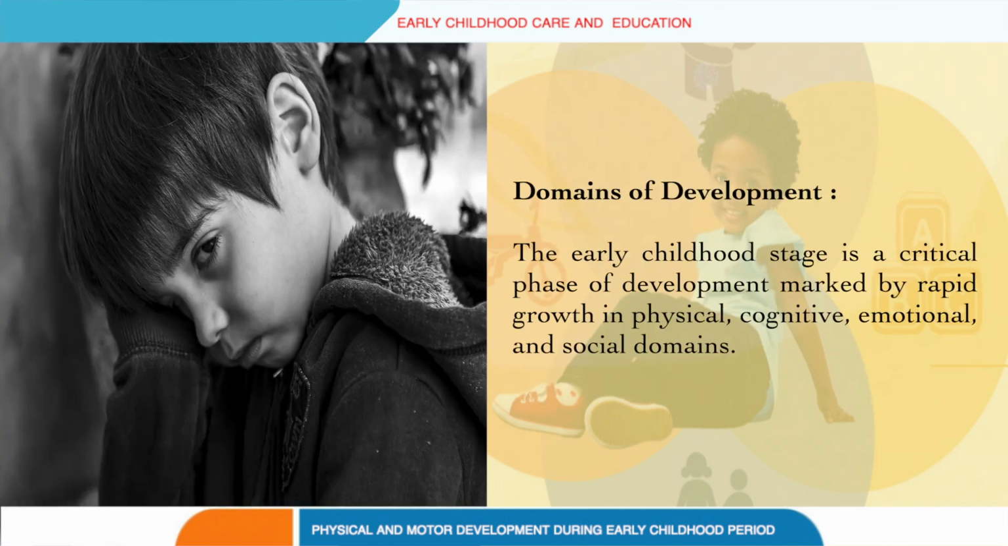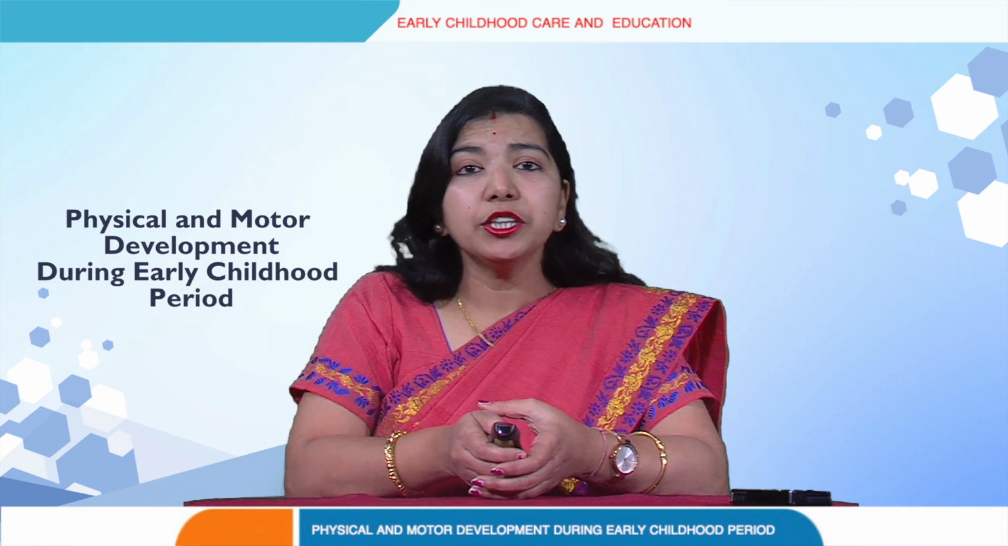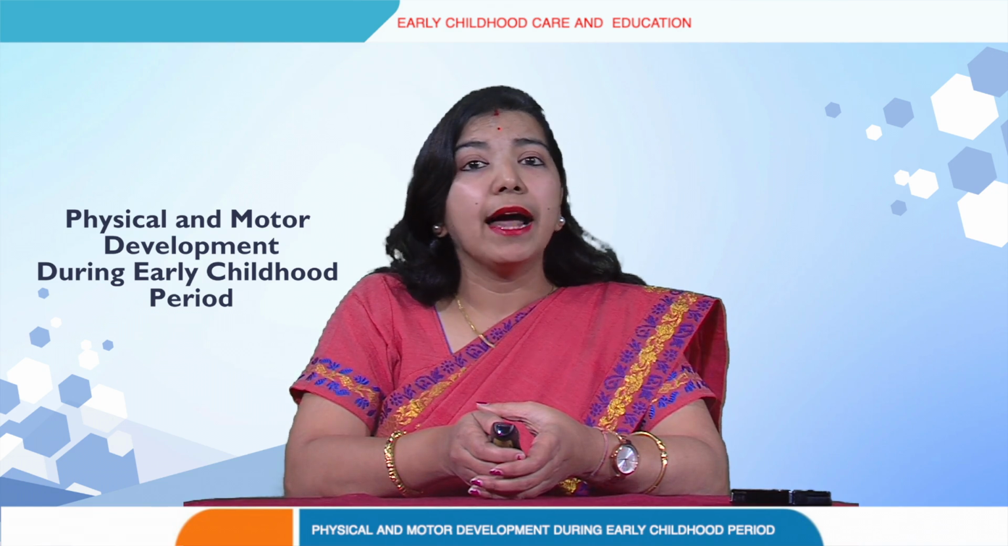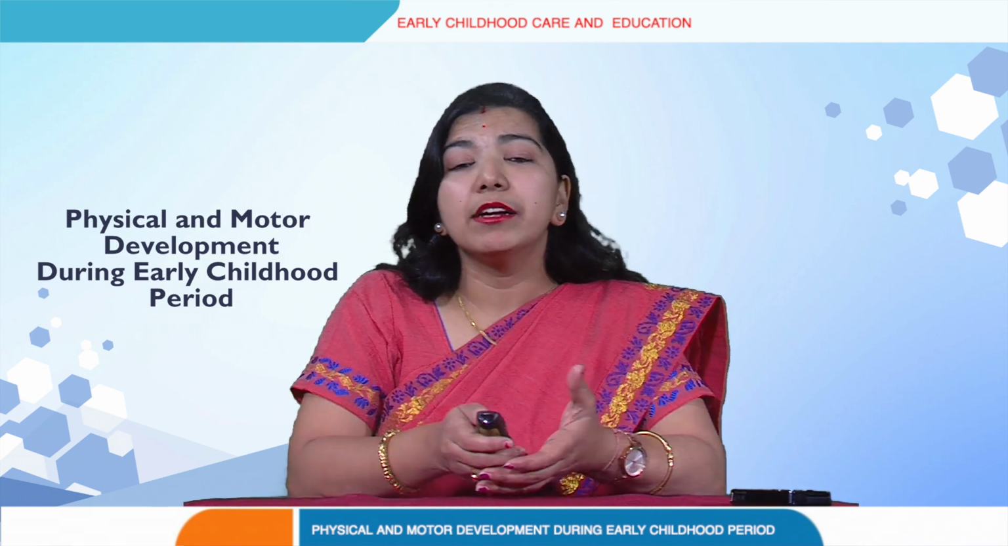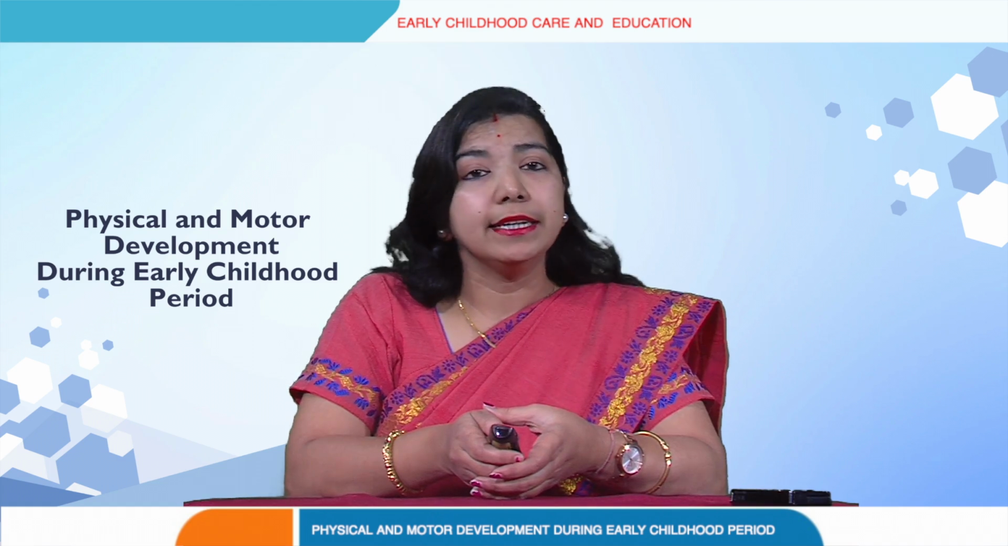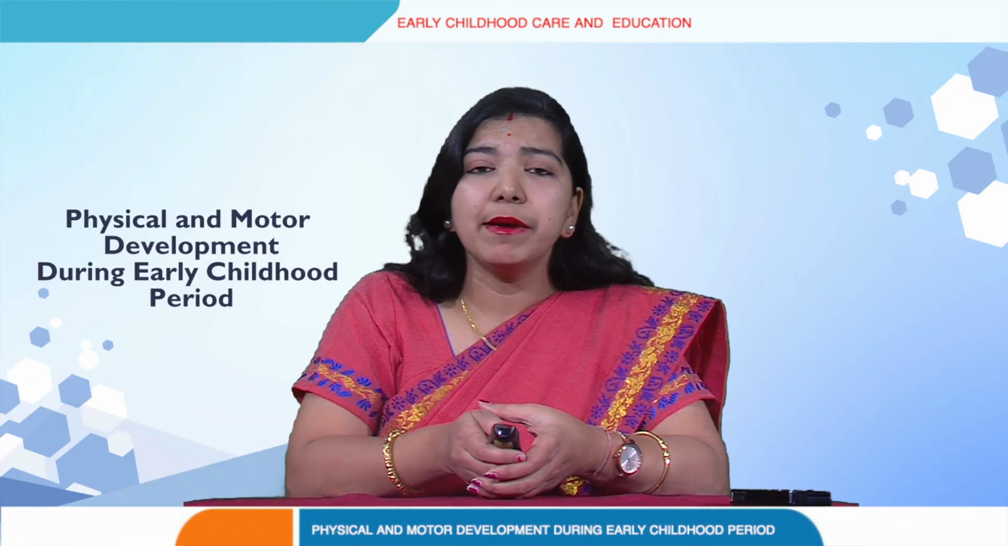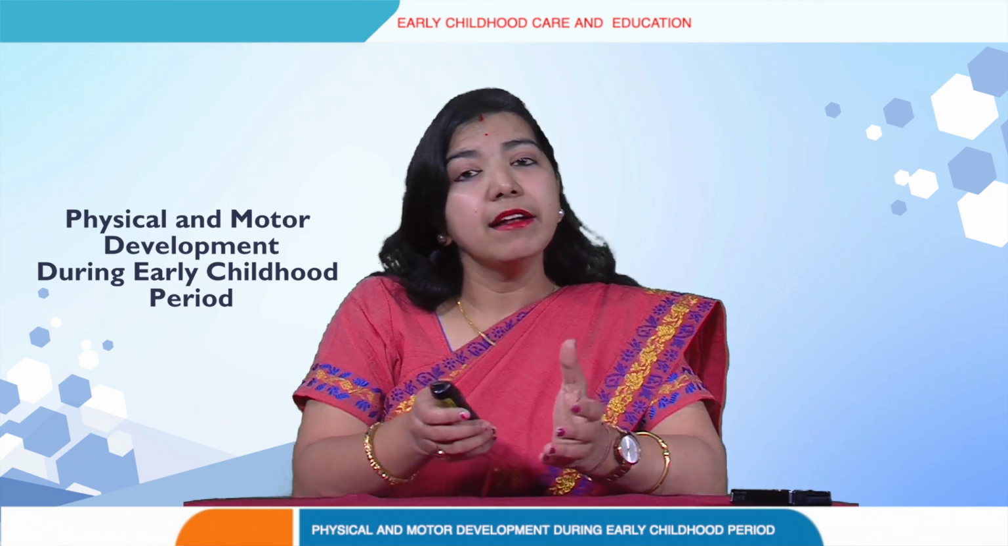So the early childhood stage is a very critical phase of development, which is marked by rapid growth in physical, cognitive, emotional, and social domains. Early childhood development refers to the many skills and milestones that the child is expected to reach by the time they reach the age of 6. These milestones include learning how to run, how to talk using simple sentences, how to play with others, and many more. So let's discuss these different aspects of development in children in this video lecture.